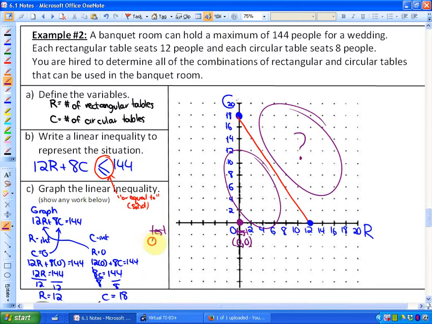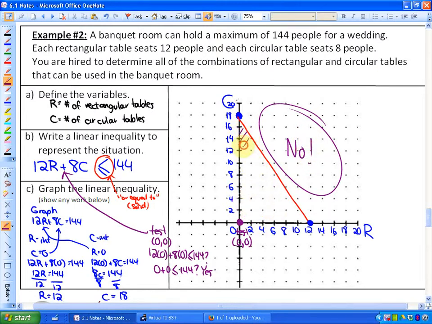Or if you would like, I could show you the test. We're going to test 0, 0, and put it into here. Is 12 times 0 plus 8 times 0 less than or equal to 144? And the answer to that is definitely yes. So this entire side would be yes, which means this entire side would be no. So in this particular case, we would shade this side.